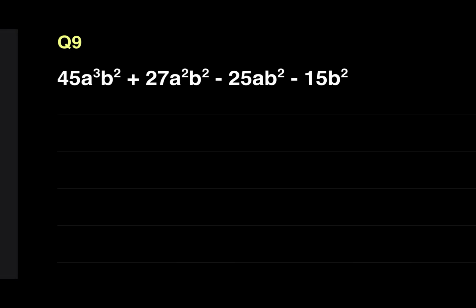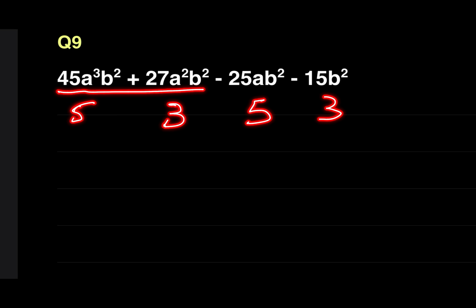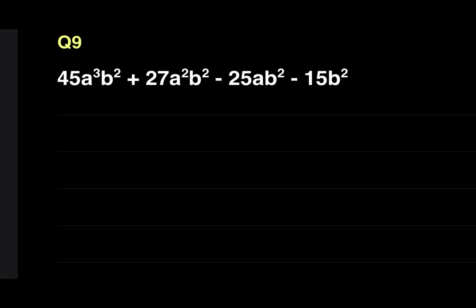What I'm going to do is first I'll check these two. 45 and 27, they both are there in the 9 times tables. I think 9 is the highest common factor of these two. 9 5s are 45 and 9 3s are 27, and 5 5s are 25 and 5 3s are 15. Okay, it looks as if it does not need rearrangement. Let us try.